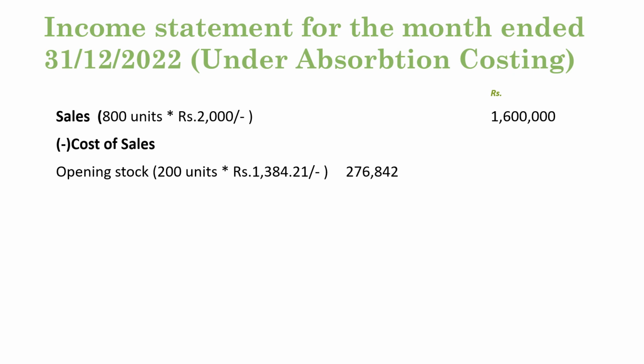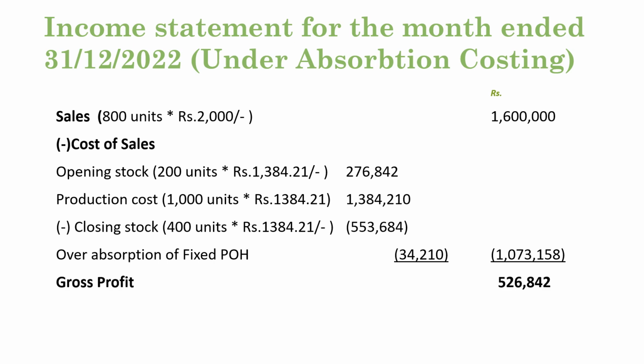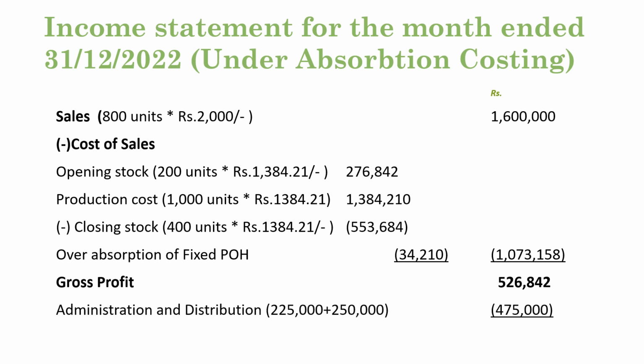From that value we are going to value the opening inventory, production as well as the closing stock. Then we have to take the over absorption of fixed production overhead, that is 34,210. So altogether the cost of sales figure is 1,073,158. So the gross profit value is 526,842. From this gross profit, we are going to deduct the administration and distribution cost, which is the non-manufacturing cost. So the value is 475,000. So the ultimate net profit figure is 51,842 under the absorption costing.